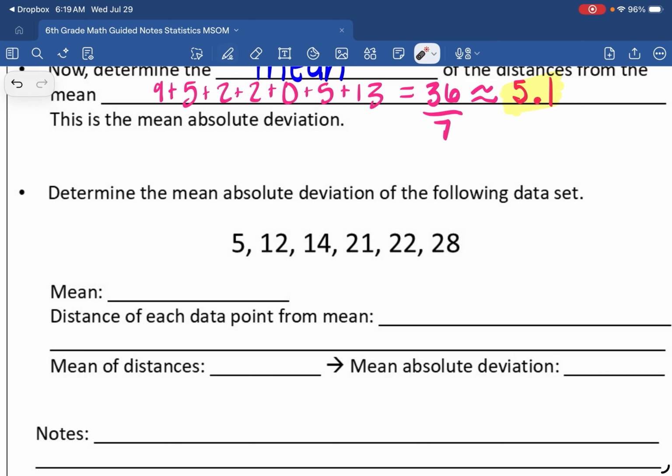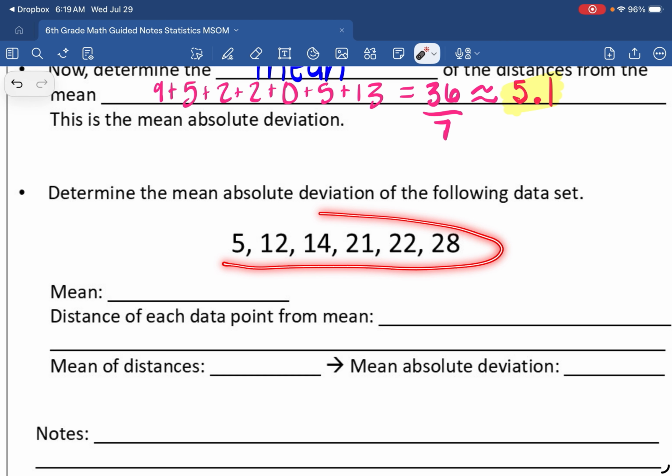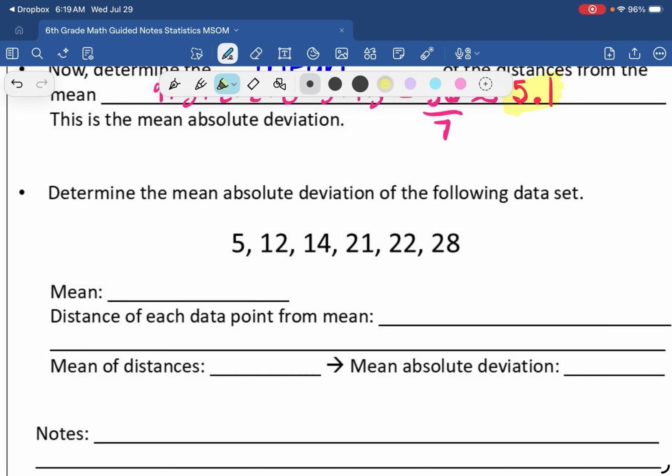Let's do it again. Determine the mean absolute deviation of the following data set. So first, we need to calculate the mean. So let's sum up those 6 data points, 5 plus 12 plus 14 plus 21 plus 22 plus 28. If I sum up those data points, that gives me 102. And there are 6 data points, so I'm going to divide by 6, and that gives me 17.